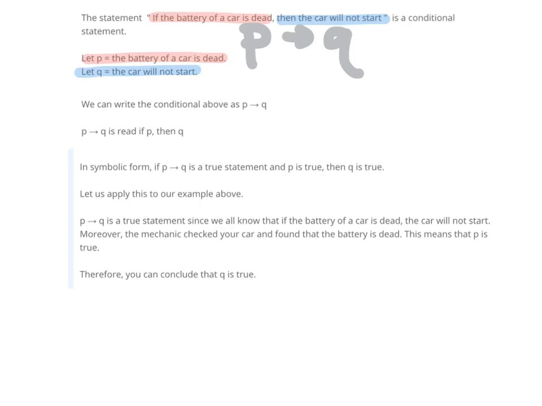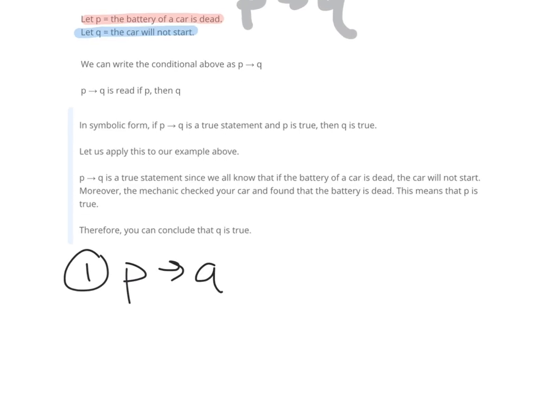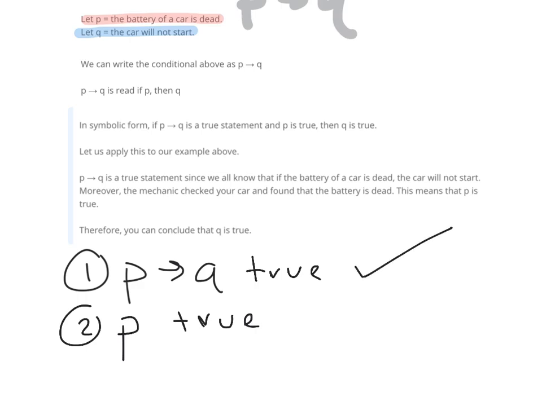So we need two things to happen. We need one, if P then Q to be true, and two, P to be true. So let's see if these are true. If P then Q is a true statement since we all know that if the battery of a car is dead, the car will not start. So if P then Q is true. Check. Is P true? The mechanic checked out your car and found that the battery is dead. So P is true.